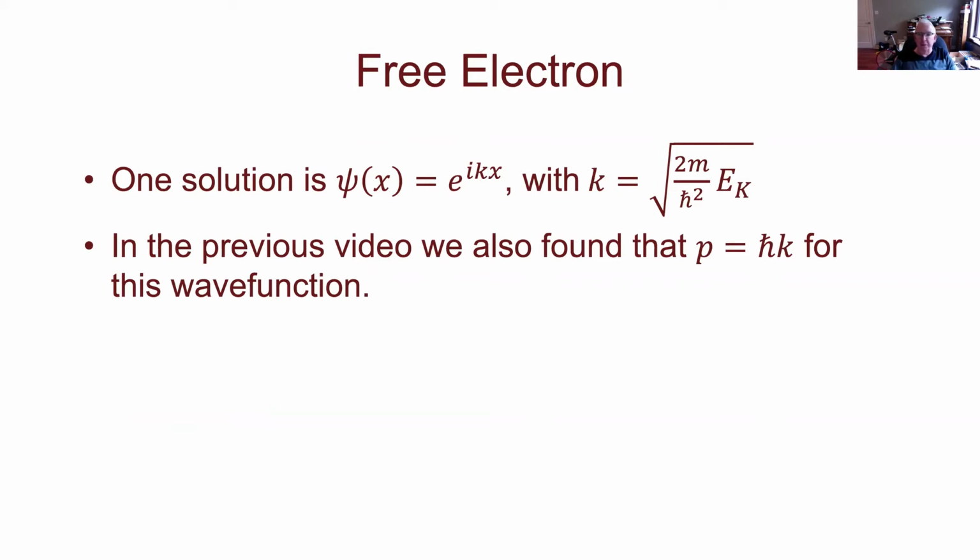Note that in the previous video, we also found the momentum for this wave function to be h bar times k. We didn't say it was for a free electron at that point, but we did just say, well, if the wave function is e to the ikx, what's the momentum? And that's what we got. All right. So let's think about what this wave function might actually look like.